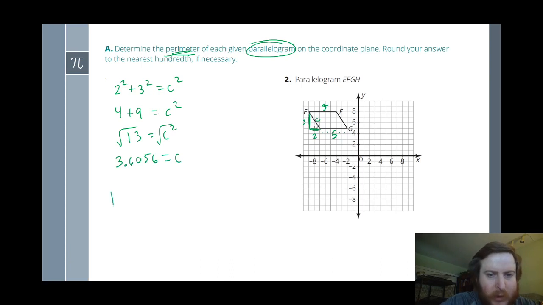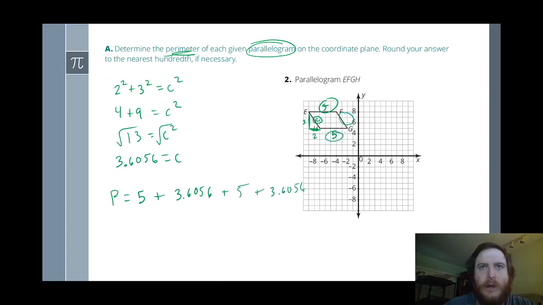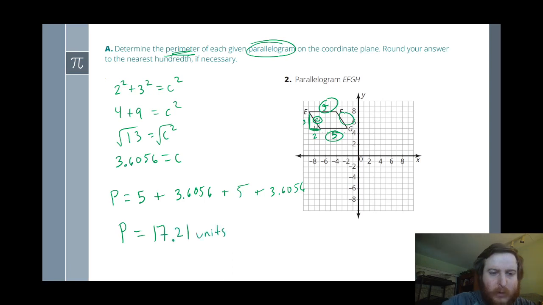So for perimeter, it would be 5, right? This 5, plus our c, 3.6056. Let's see, plus the next 5, and then plus this side will also be 3.6056. And so when we add those all up on a calculator, we will end up with 17.2. And it says round to the nearest hundredth, so you should get 17.21. And I could add in the word units. Be a little better. Okay, so that's it for part A.